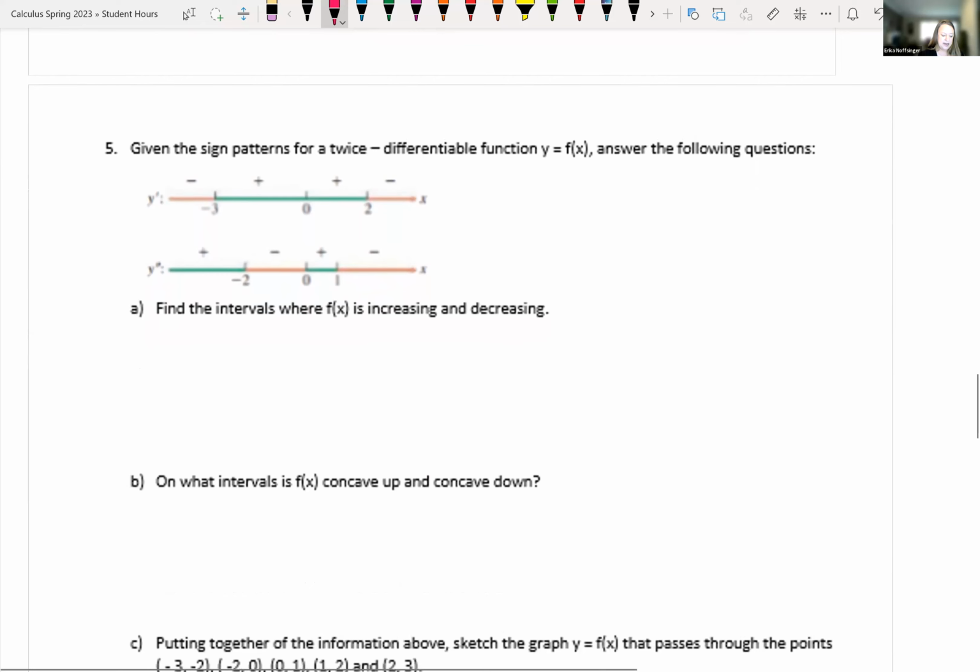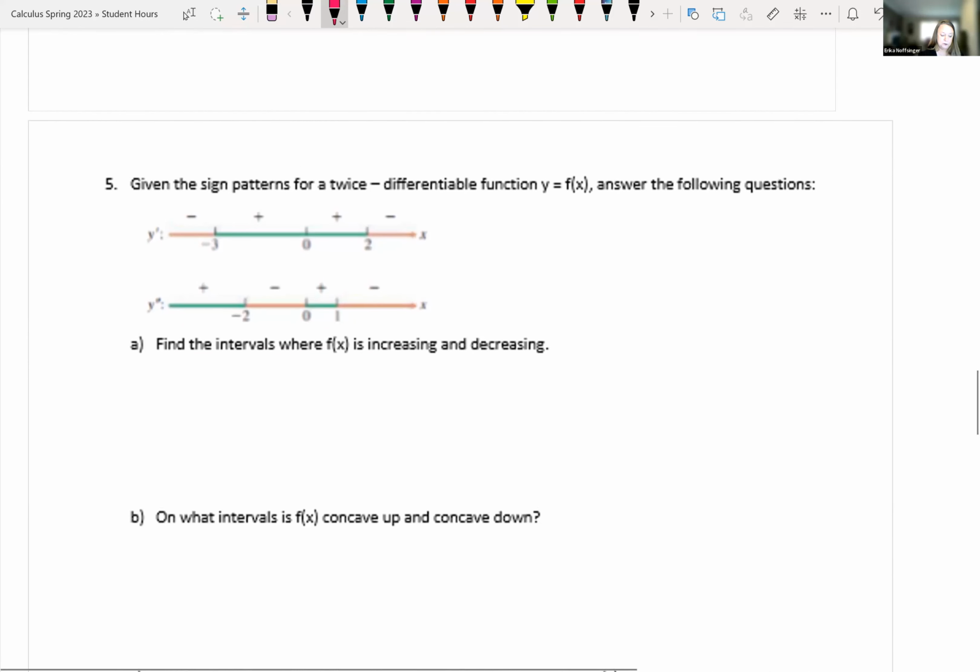So given the sign patterns for a twice differentiable function, y equals f of x, answer the following questions. We're given that y prime is negative from negative infinity to negative 3. It's positive from negative 3 to 0. It's also positive from 0 to 2. And it's negative at 2.